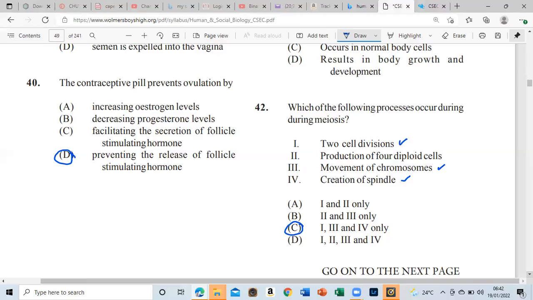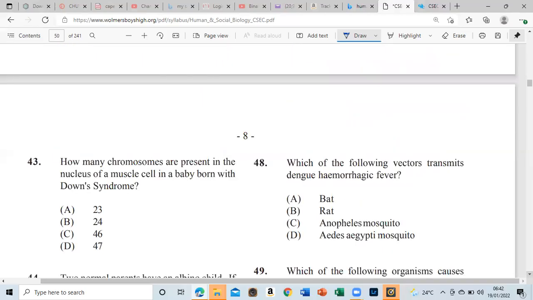All right, let's move on to 43. They say go to the next page. So let's do that now.